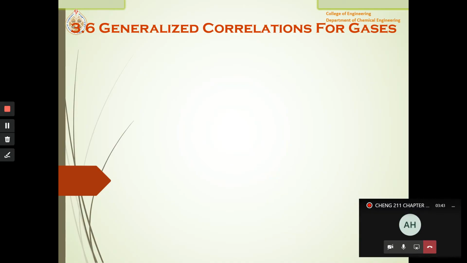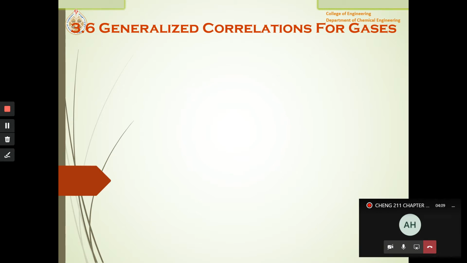All right. Now, just to make sure before we start, I think the slide that we all shared now has only a title, which is 3.6 generalized correlation for gases. Is this exactly what you see? A yellowish screen with only a title written. Is that what you can see? Okay, good.